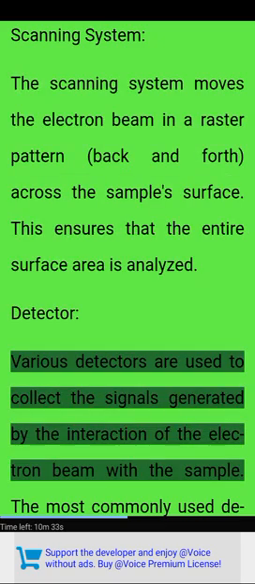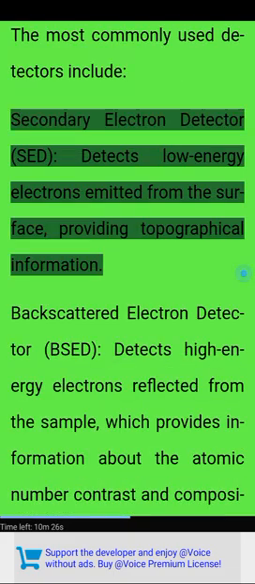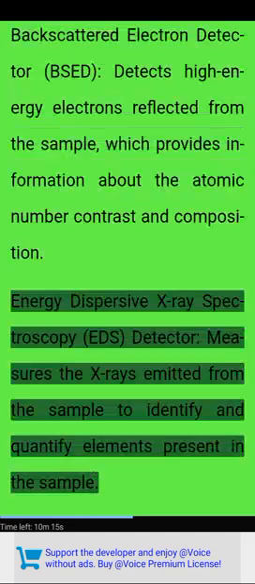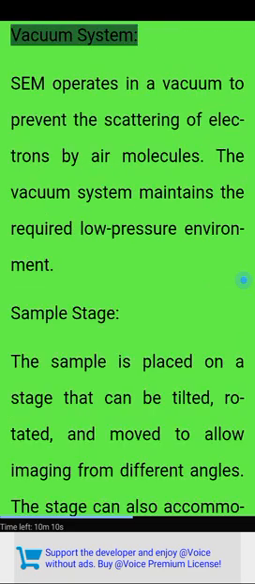Detector. Various detectors are used to collect the signals generated by the interaction of the electron beam with the sample. The most commonly used detectors include secondary electron detector, SED, which detects low-energy electrons emitted from the surface, providing topographical information. Backscattered electron detector, BSED, detects high-energy electrons reflected from the sample, which provides information about the atomic number, contrast, and composition. Energy dispersive X-ray spectroscopy, EDS, detector, measures the X-rays emitted from the sample to identify and quantify elements present in the sample. Vacuum system.